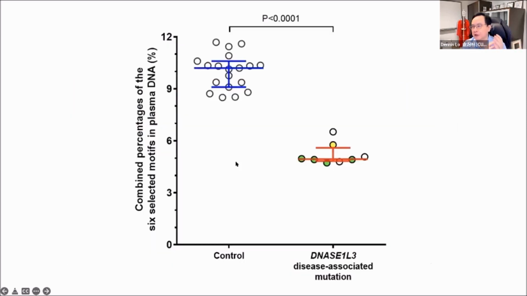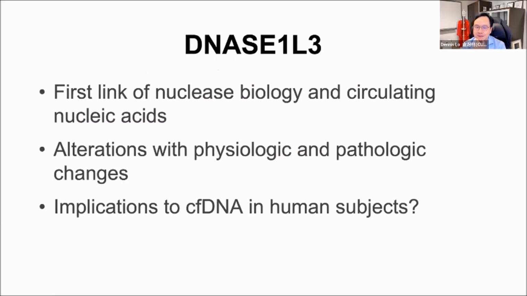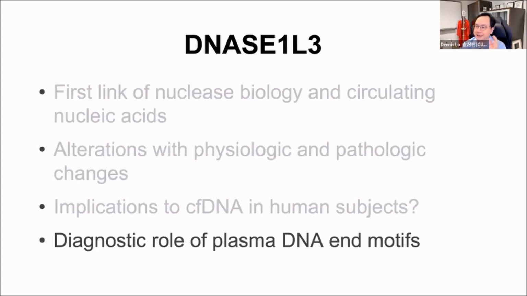And then when we look at the motif frequency of those CC motifs, we find a wild-type individual is about 10% CC. As you remember, in mice, it's about 7.5%. But in the mutant subjects, it's about half, becoming 5%, which once again is very similar to what we get in the mice. So in other words, this DNase 1-like-3 biology and the motif technology have implications for human subjects. But then the question is, can we use this motif technology as a new type of diagnostic marker?